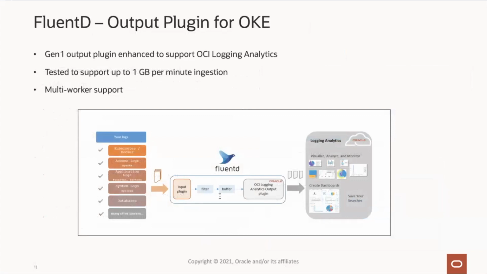For OKE, we can make use of FluentD. FluentD is open source data collector software. It has components which work together to collect the log data from the input sources. It also transforms the logs and routes the log data to the desired output. You can install and configure the output plugin for FluentD to ingest logs from OKE environments into OCI.